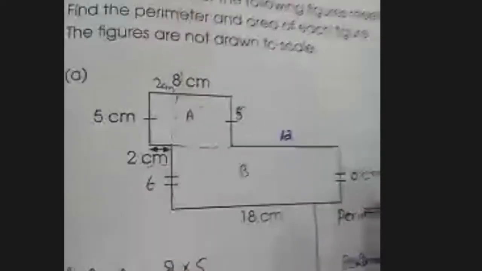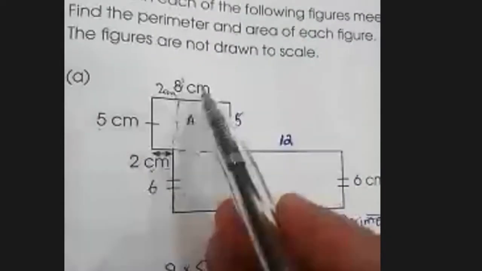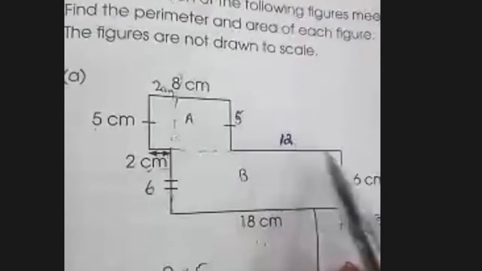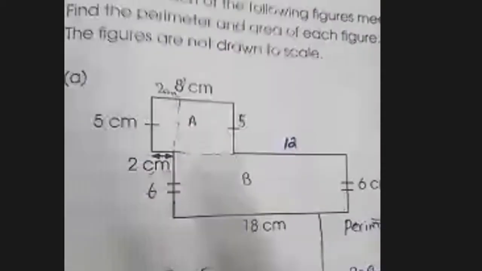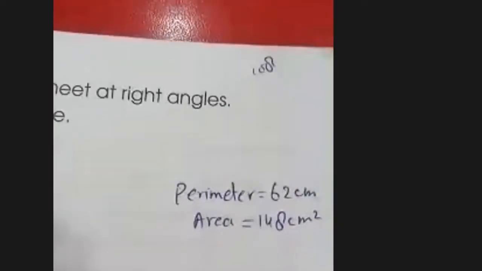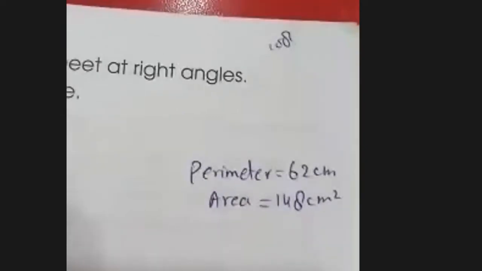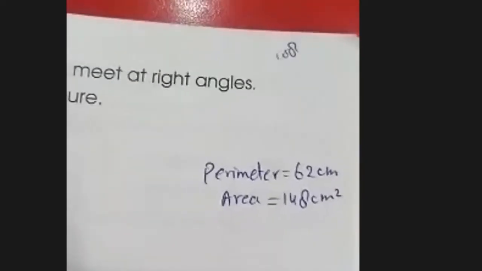Label कीजिए. अब ऐड कीजिए 5, 8, 5, 12, 6, 18, 6 and 2. Then you will get your answer, 62. That is how you will get. आपने simply लिख देना यहाँ पे इस तरह से, perimeter is equals to 62 by adding these values.